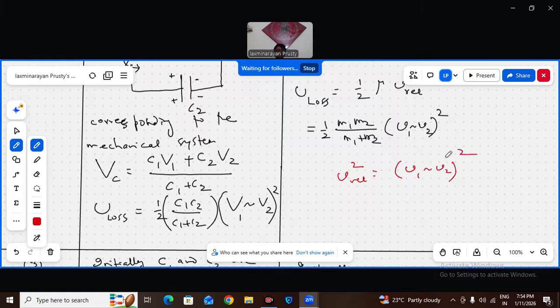That's it. You may say, actually they're colliding, so V1 must be greater than V2. If I put a minus sign, absolutely no issues, but this is the general expression. So, the same one-to-one correspondence: M1 is C1, M2 is C2. Velocity V1 is potential V1, velocity V2 is potential V2.